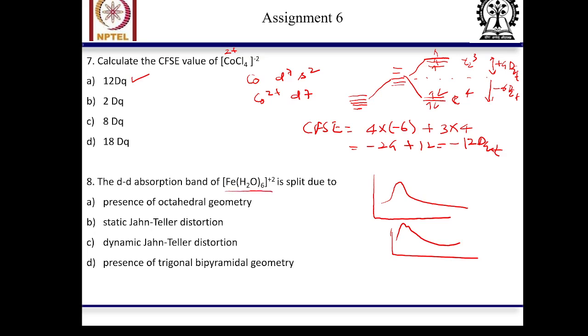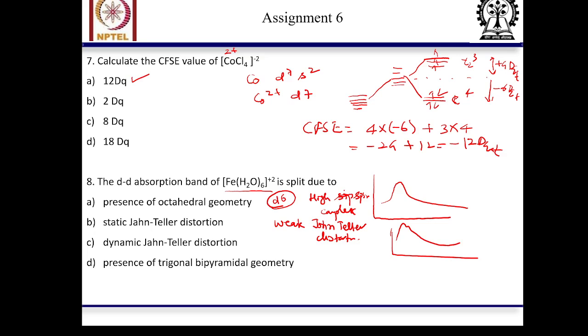Now the question is that Fe(H2O)6 is split due to what. Now we will come to where the Jahn-Teller distortion happens. I will write here somewhere. This is the configuration of d6 high spin complex, because water is a weak field ligand, so high spin. If we see, then we will see the Jahn-Teller distortion. So what will happen at room temperature?